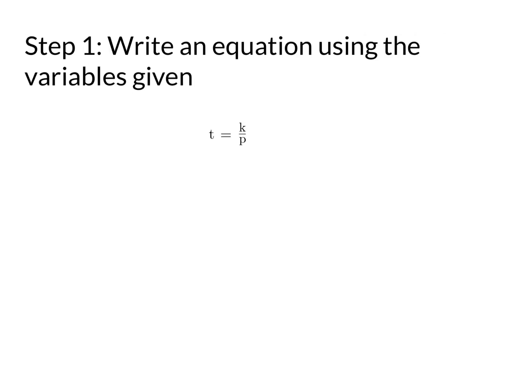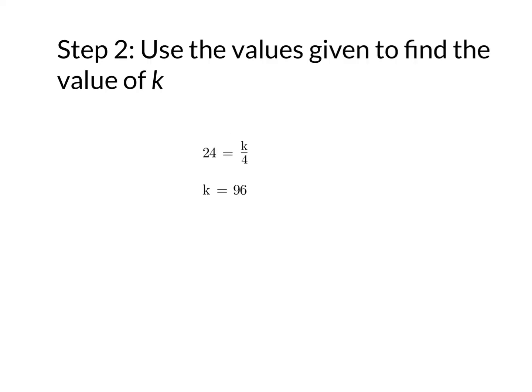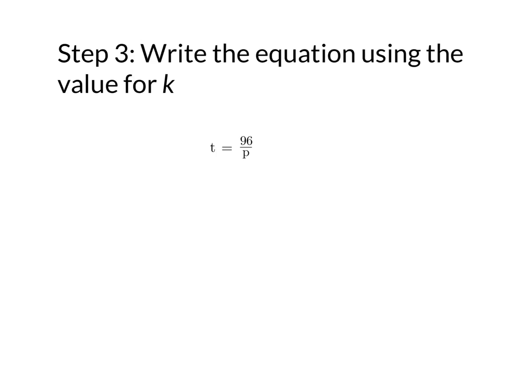So step 1, write the equation using the variables given. It was time varies inversely, so t equals, inversely means k over, and then the number of people p. Use the values given to find the value of k. So we were told that it was 24 days for 4 people, so you put the 24 where the t is and the 4 where the p is, times by the 4, so k equals 96.